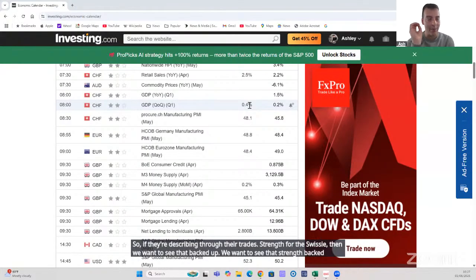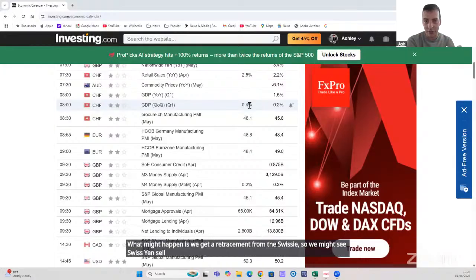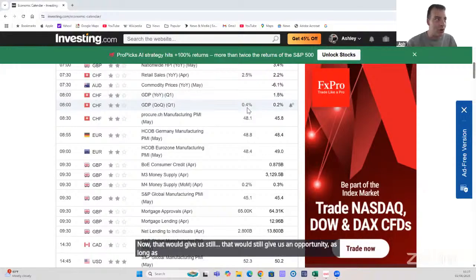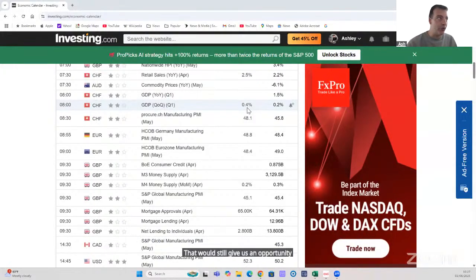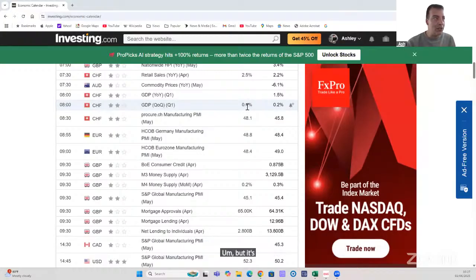Now, what might happen, as long as this number isn't particularly weak, but it comes in line or it's 0.3, is we get a retracement from the Swissy. So we might see Swiss yen sell off a bit, CAD Swiss grow a little bit. That would still give us an opportunity as long as this number's not a collapse. That would still give us an opportunity to jump on board the trade. So we're still looking at those, but how we use this number is going to be dependent on how it's released. So that's one to watch out for.